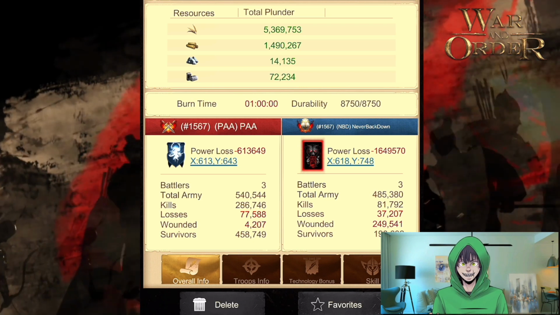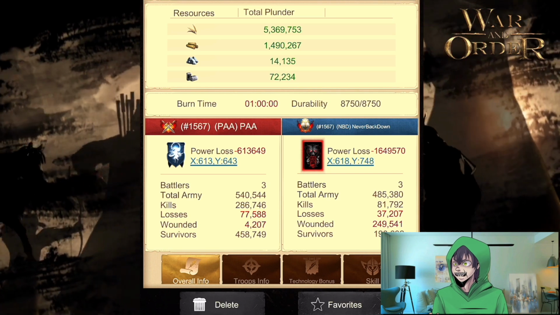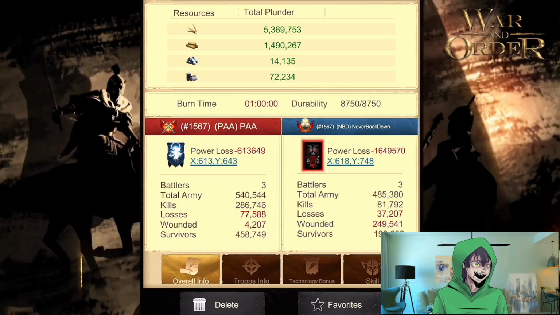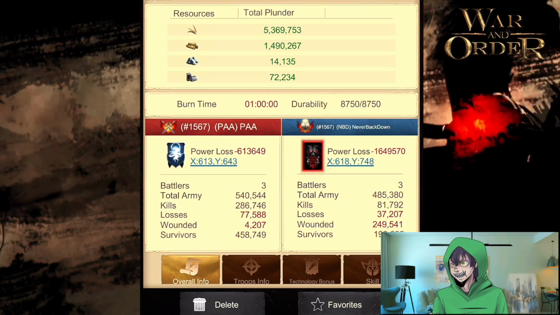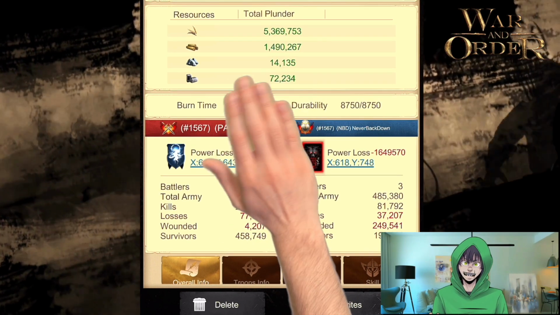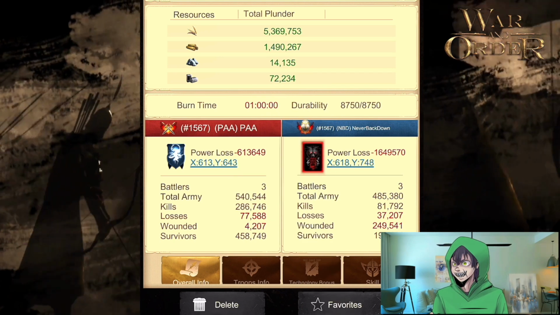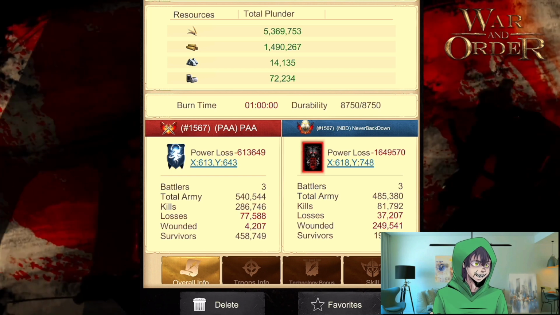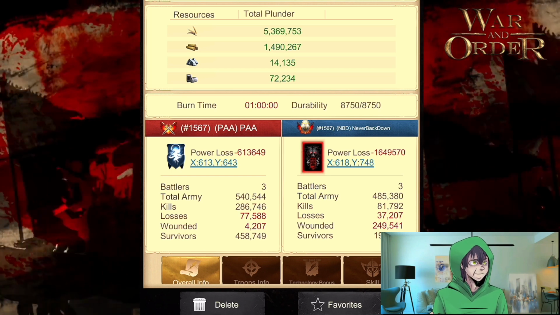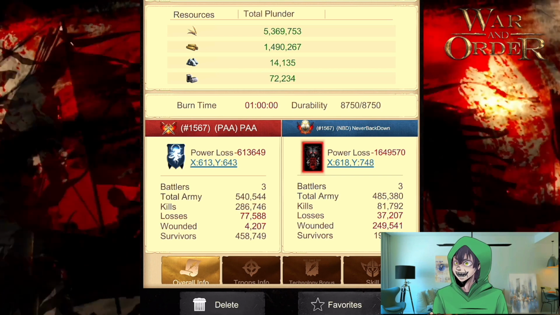81,795. Of those, 4,207 were protected by that wounded conversion, and they're sent to the hospital. But the 77,588 are gone. So be sure you train up your wounded conversion as high as you possibly can, and over time, when you're attacking, it will reduce the total number of true losses that you take.